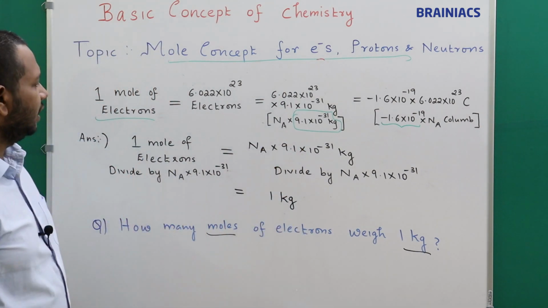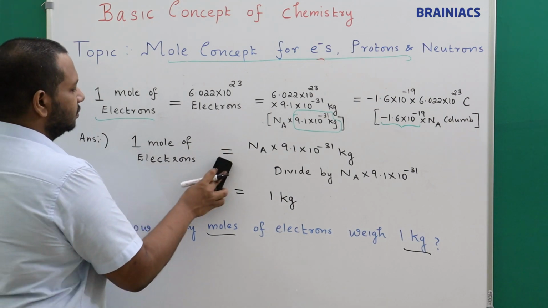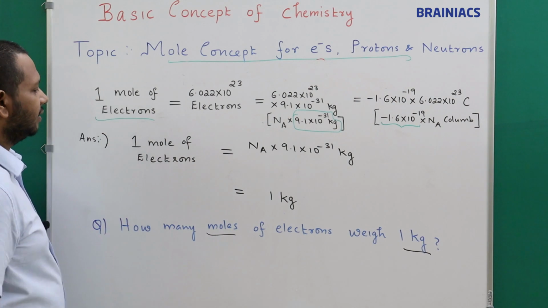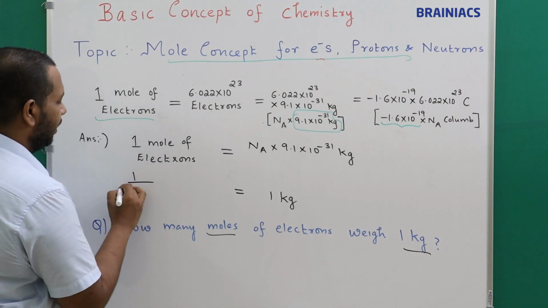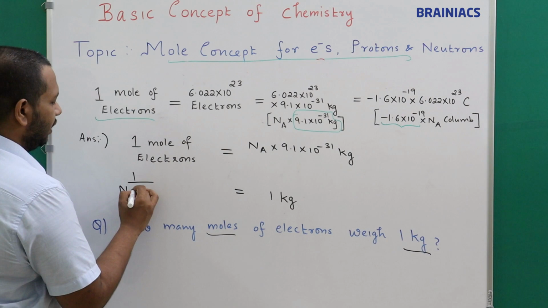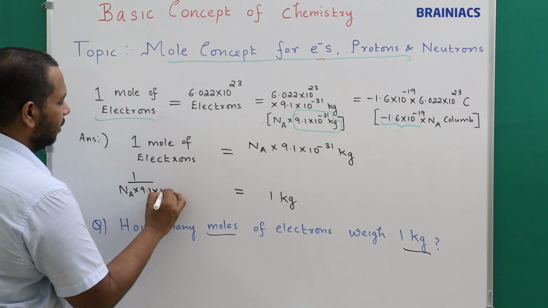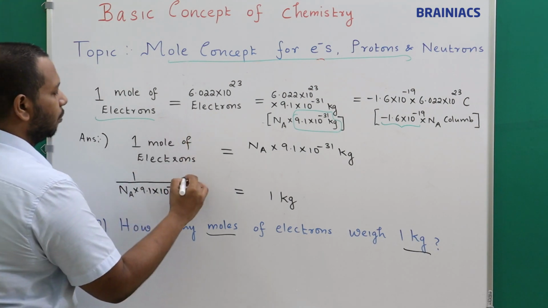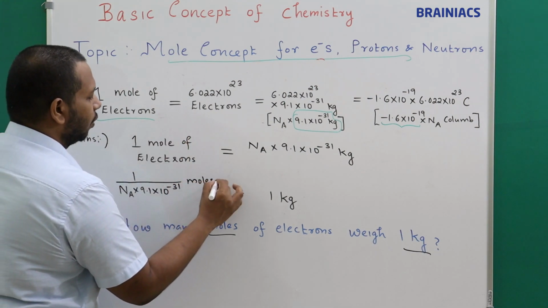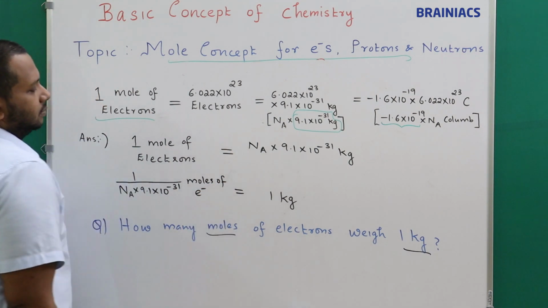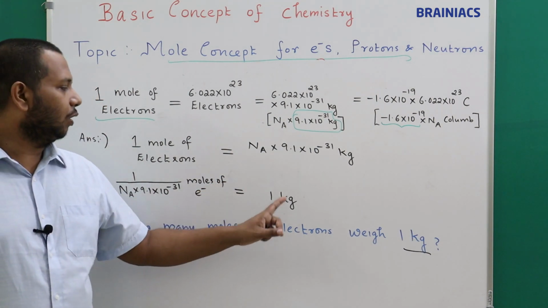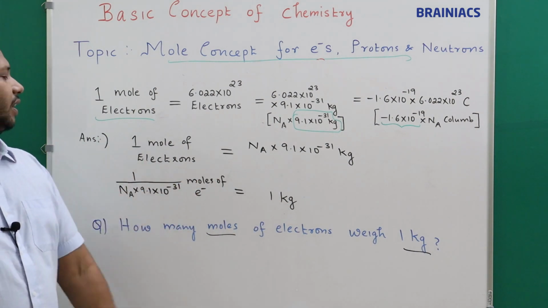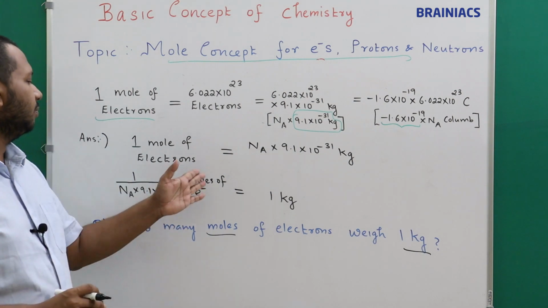And when you do it here, what will it become? Tell me. When you are dividing, the answer will become 1 divided by Na into 9.1 into 10 power minus 31. And here what is the unit? Moles of electrons. So I can say 1 kg of electrons has 1 by Na into 9.1 into 10 power minus 31 moles of electrons.